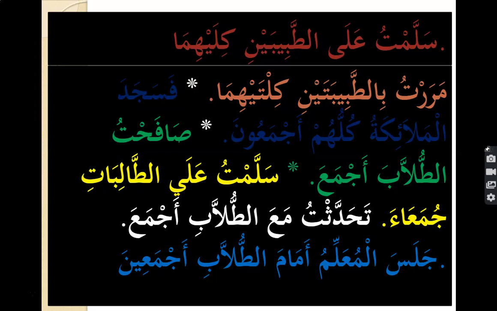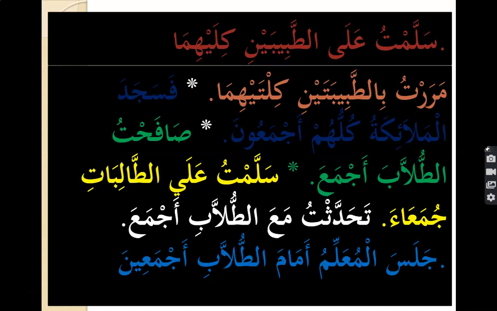صافحت الطلاب أجمع, I shook hands with the students, all together. So طلاب is مفعول به وهو مؤكد. أجمع is توكيد معنوي. سلمت على طالبات جمعاء, I have greeted the female students, all together. So طالبات is مجرور وهو مؤكد. جمعاء is توكيد معنوي على المجرور, مجرور وعلامة جره الفتحة لأنه ممنوع من الصرف.